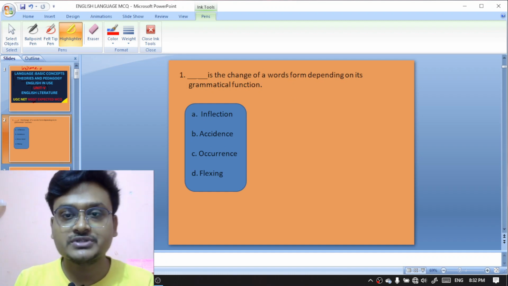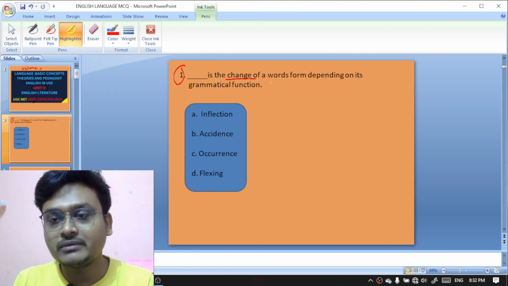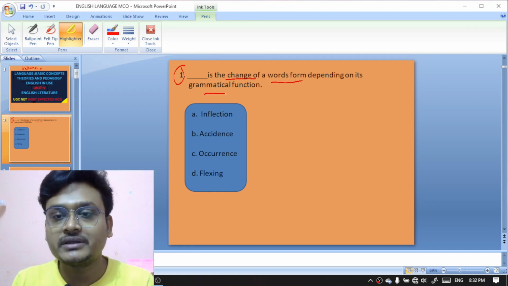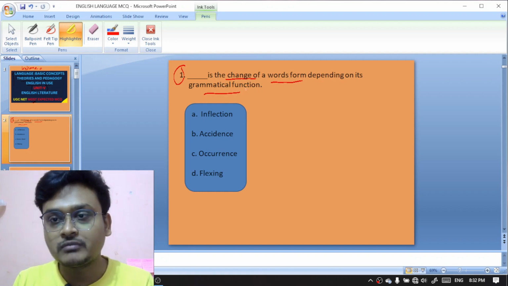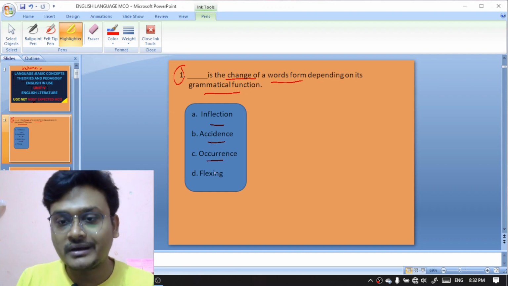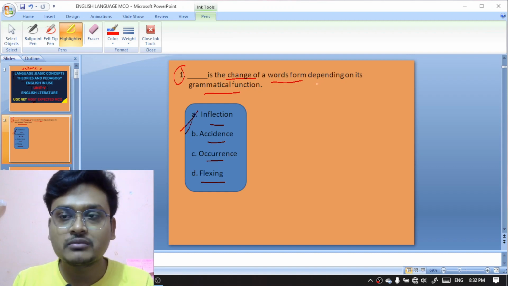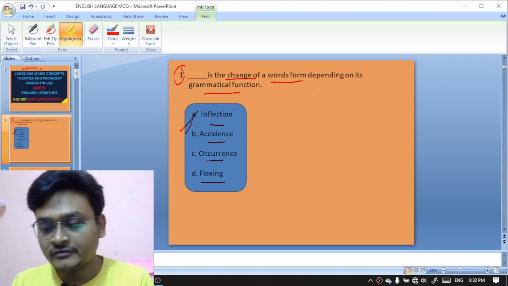So here is the first question on your screen. Dash is the change of a word's form depending on its grammatical function. Options: inflection, accidents, occurrence, flexing. So it is inflection. Inflection is the change of a word's form depending on its grammatical function.